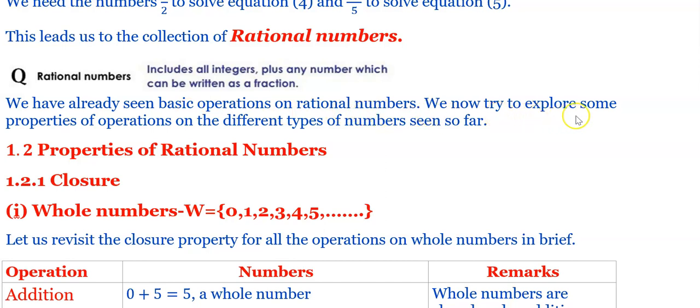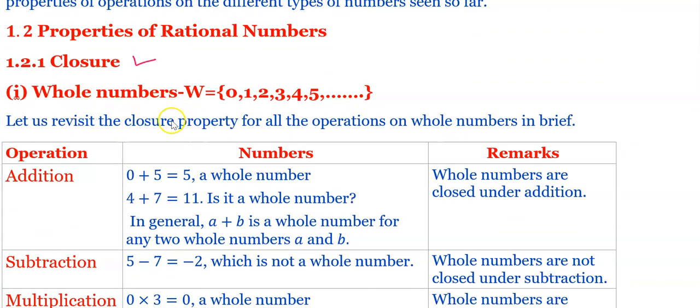We now try to explore some properties of operations on the different types of numbers seen so far. Properties of rational numbers: the closure property. What is meant by the closure property? If we take two numbers from a particular set and add them, and the result is again in that set, then the property holds for that set. See this here, the whole numbers. In the whole numbers, what are the elements? 0, 1, 2, 3 up to infinity.